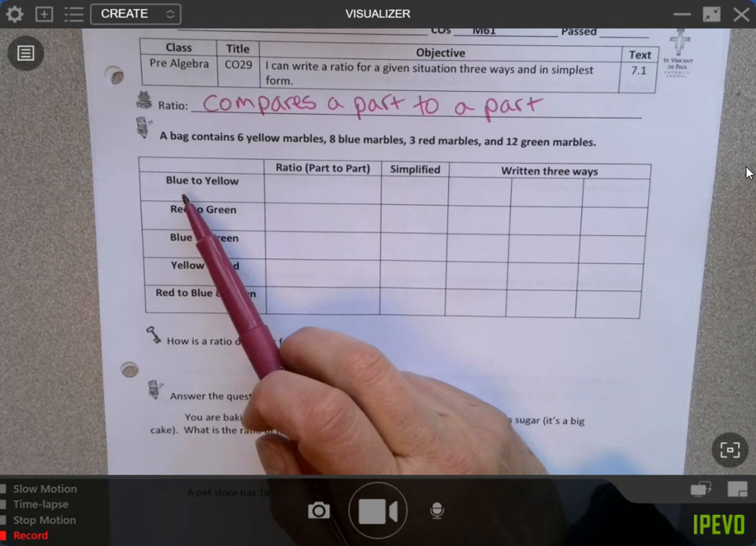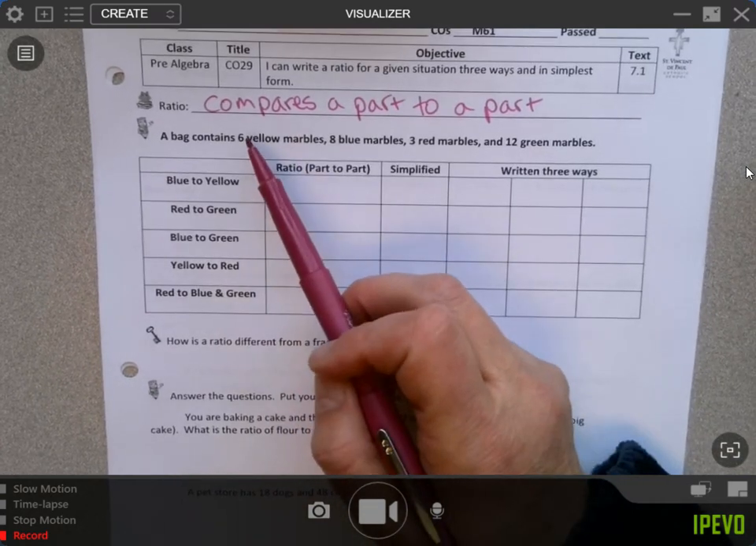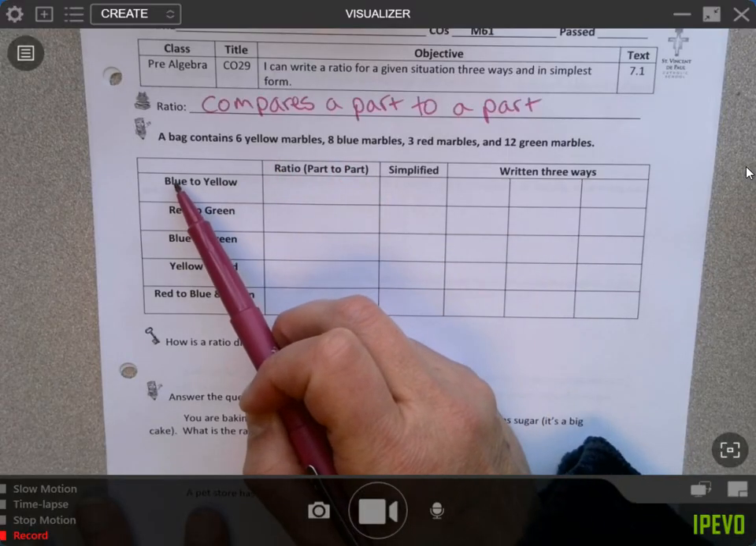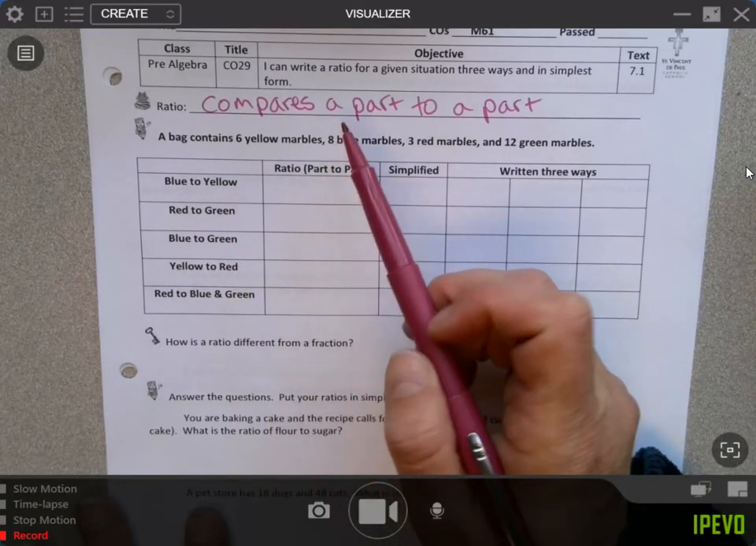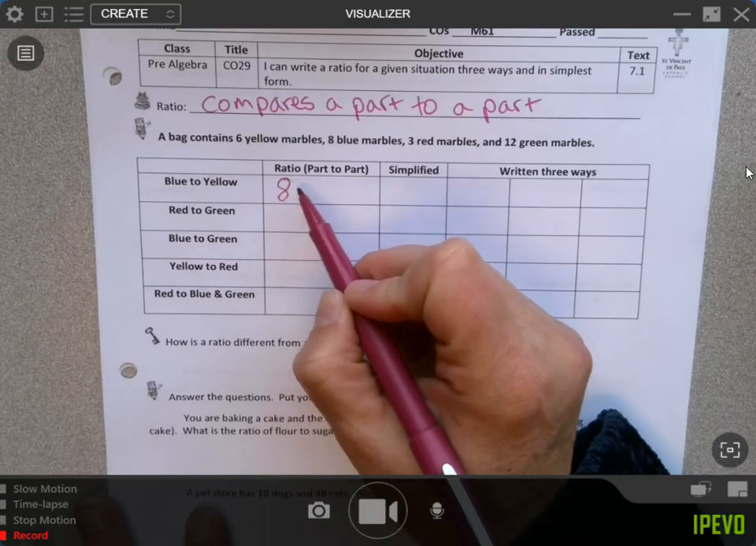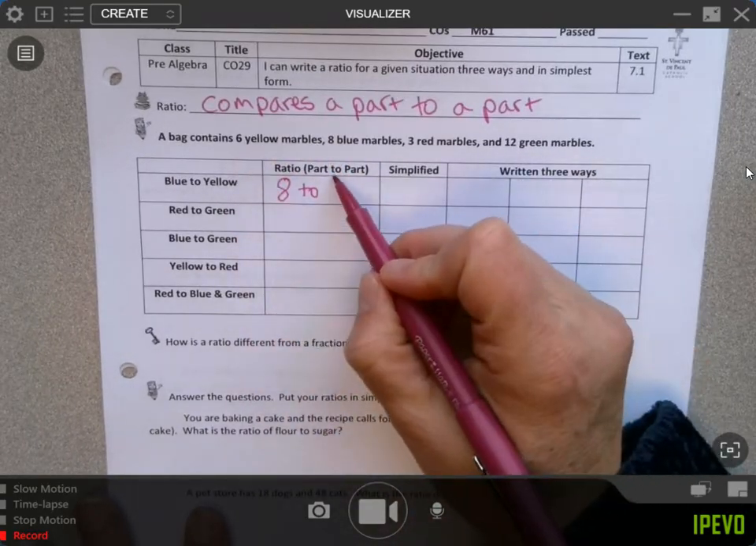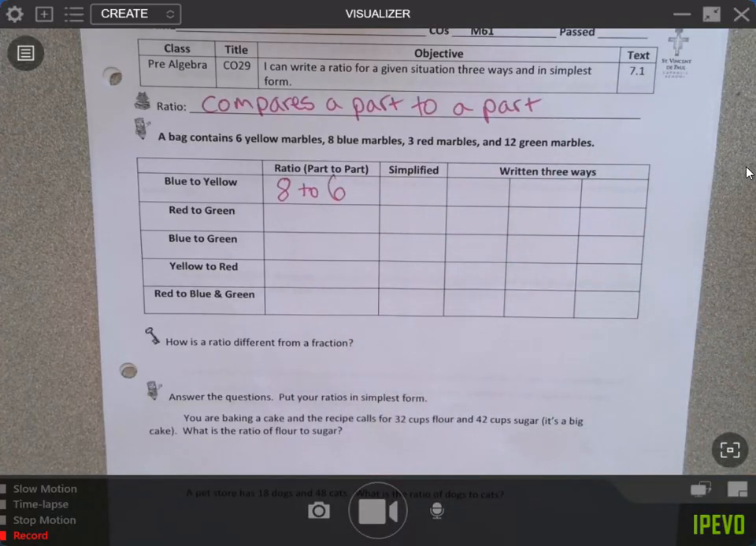So if I want to write blue to yellow, I'm going to look to see where my blue are. There are 8 blue. It says blue first here, so I'm going to put blue first. So 8 to yellow, which has 6. So 8 blue to my 6 yellow.